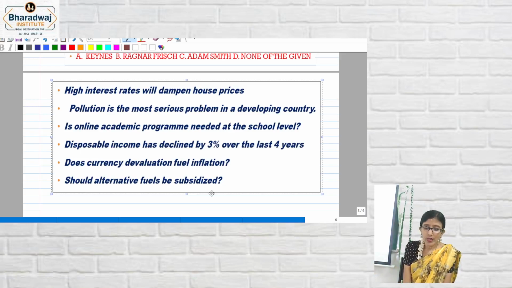High interest rates will dampen house prices. Pollution is a more serious problem in a developing country. This online academic program is needed at the school level. Disposable income has declined by 3% over the last 4 years. Does currency devaluation fuel inflation? Should alternative fuels be subsidized? Write the answer only.